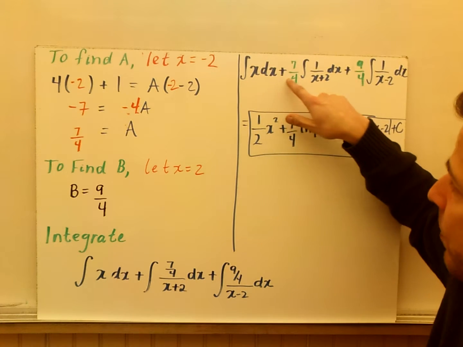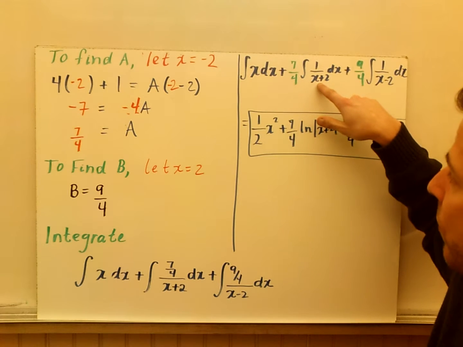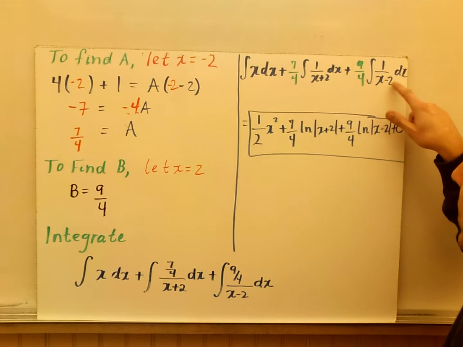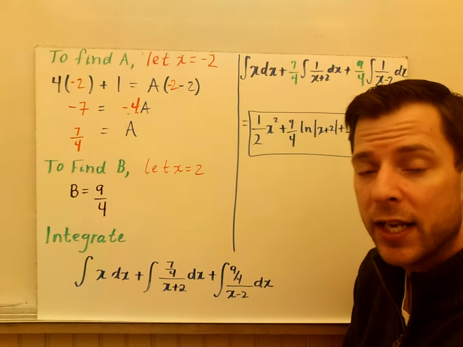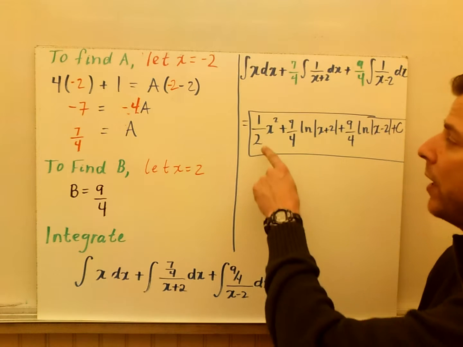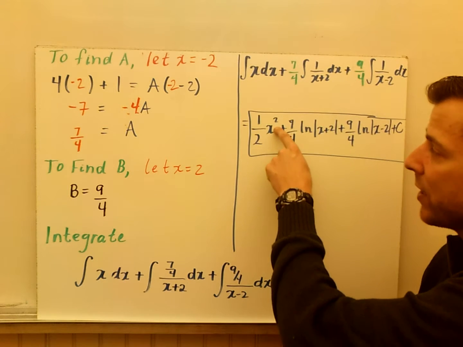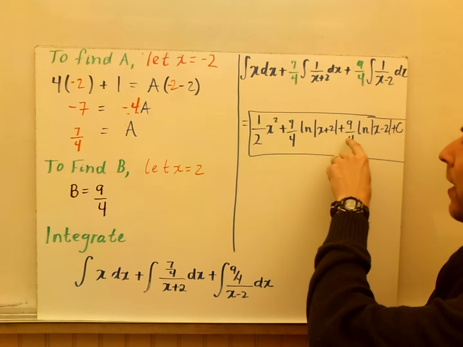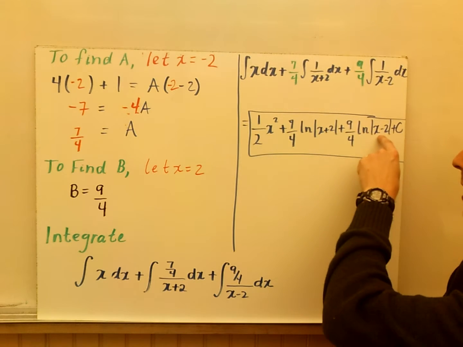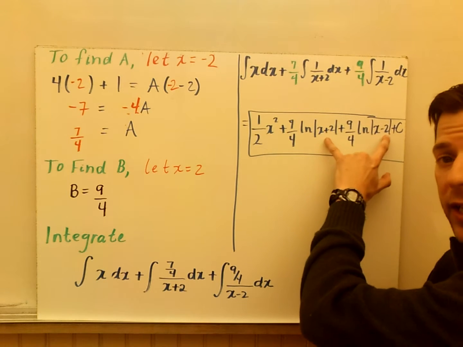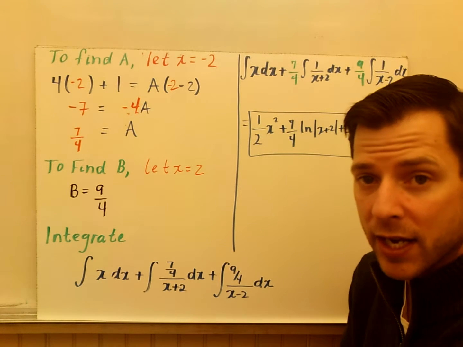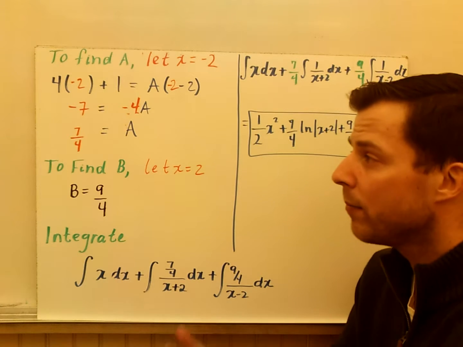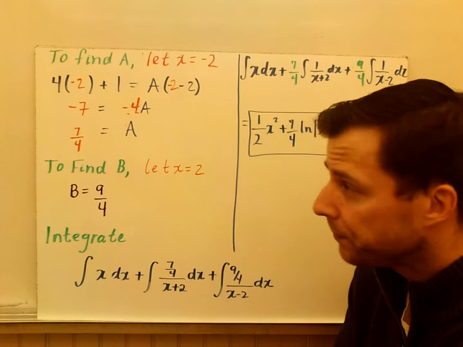So I'll integrate x dx plus 7/4 times the integral of 1 over (x plus 2) dx plus 9/4 times the integral of 1 over (x minus 2) dx. And this is where that integral of natural log will come into play. When I integrate all of this, I get 1/2 x squared plus 7/4 times the natural log of the absolute value of (x plus 2) plus 9/4 times the natural log of the absolute value of (x minus 2) plus C. We want to keep the natural log a positive value. So that's our first example where we have an integral that's not proper.